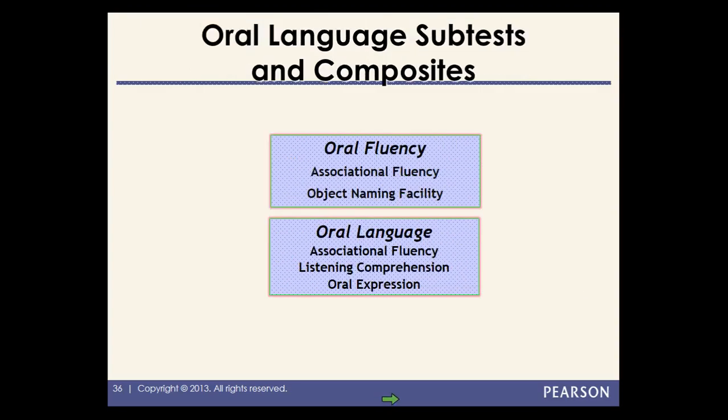Oral language subtests are oral fluency, and you would be giving associational fluency and object naming facility. For oral language, you would be giving associational fluency, listening comp, and oral expression.